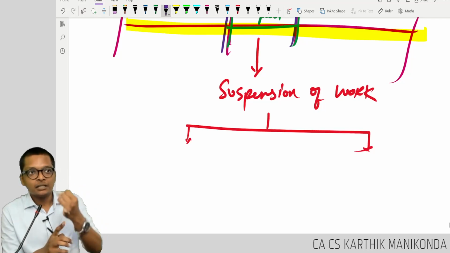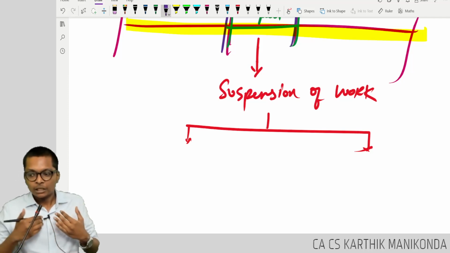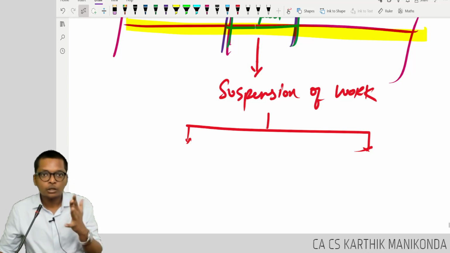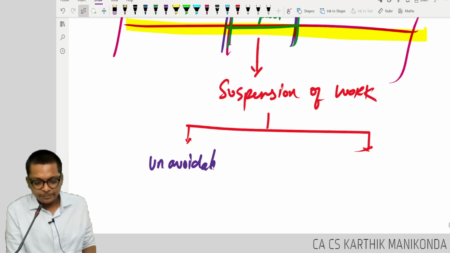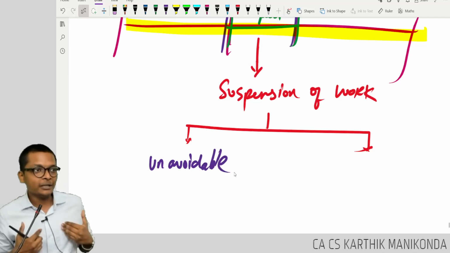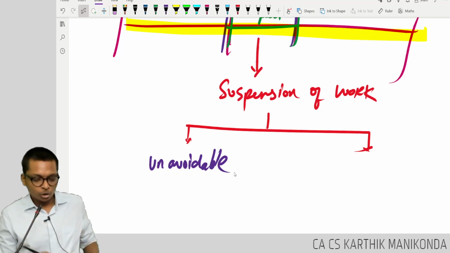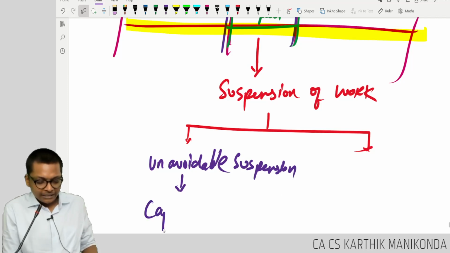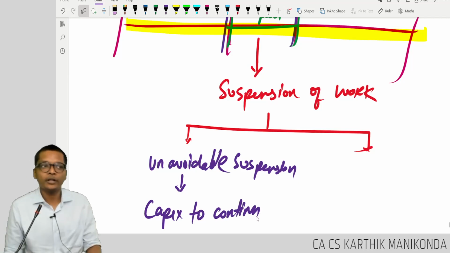This suspension can be of 2 types. One is the flood. Earlier we discussed COVID, tsunami, all these. Can I control what is happening? No. So that is called unavoidable suspension. I can't do anything, it's not in my control. So if things are not in my control, can I be punished? No. So during this period, if an unavoidable suspension comes, then capitalization has to continue. Are you following, guys?